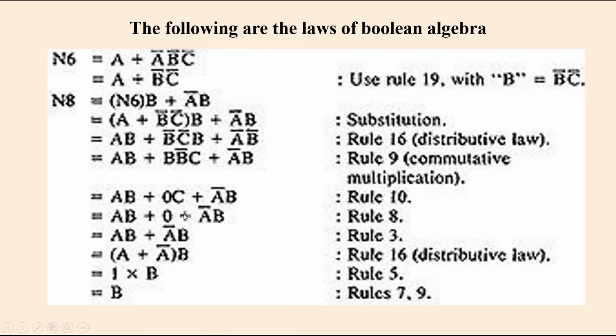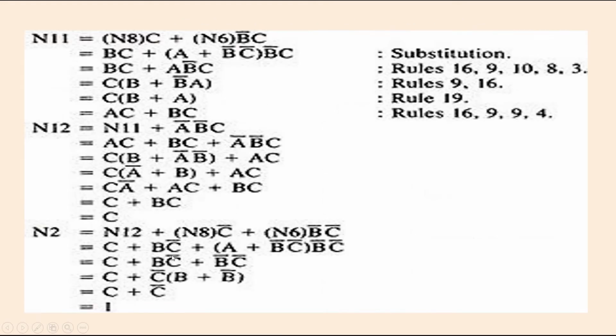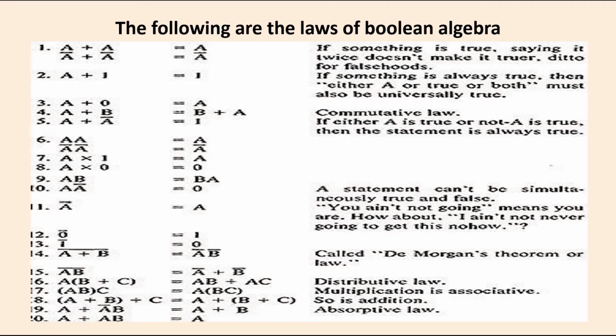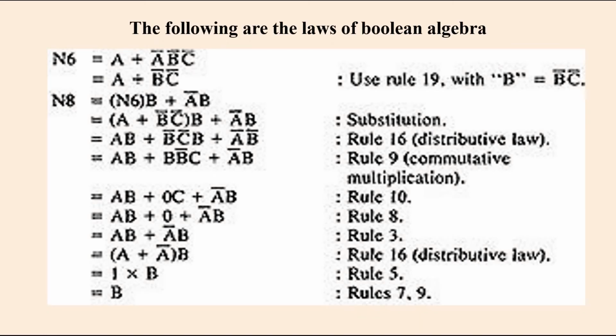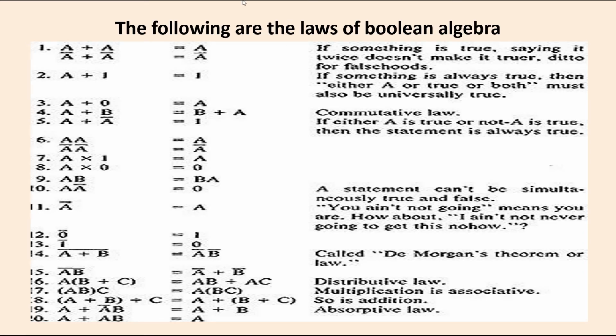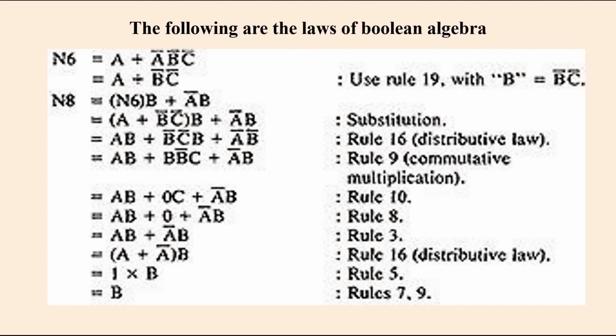So what can we take common here? That is nothing but B into common. That is B into A plus A bar. So what is the value of this A plus A bar? The value of A plus A bar is nothing but 1 according to the rule number 5. Right? So according to the rule number 5, A plus A bar is equal to 1, 1 into B is equal to B. So like that we have simplified that N8 into B, whereas N6 is A plus B bar into C bar, right? So everything we have to do using these particular rules only. The 20 rules are very very important to simplify any kind of Boolean expression, right?